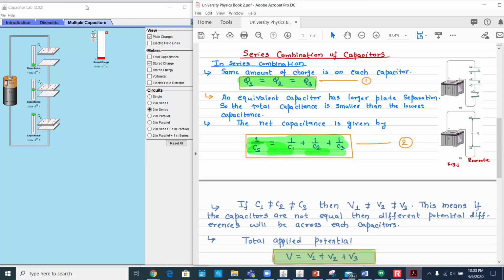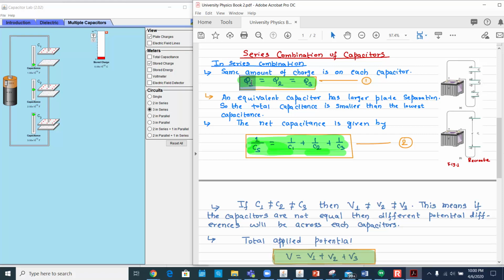In this video, I will talk about the series combination of capacitors. Here we have three capacitors connected in series. If the capacitors are connected in series, then the charge onto each capacitor is exactly the same. That's what I have written here.